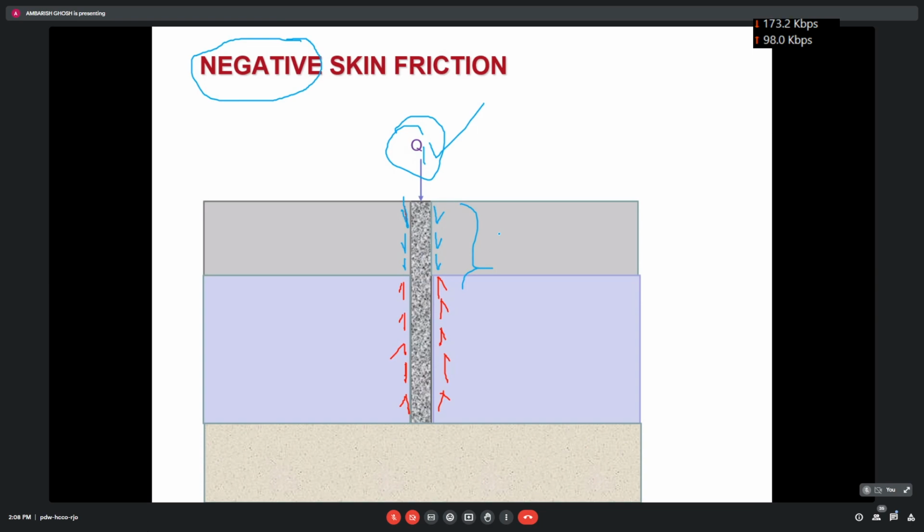The negative skin friction calculation is also very simple, the same thing: perimeter into L into C. Pile perimeter into this compressible layer thickness.